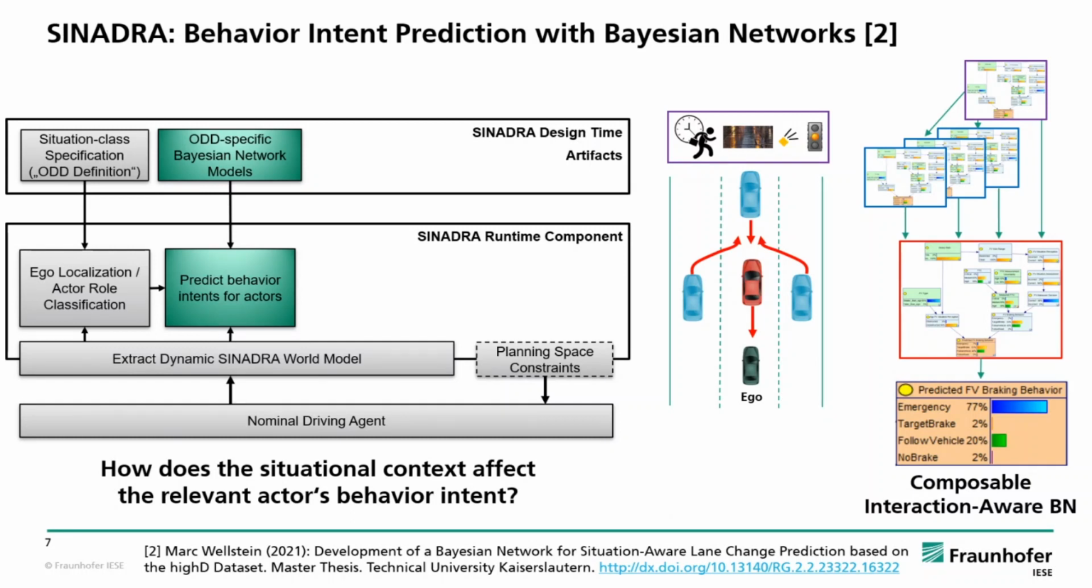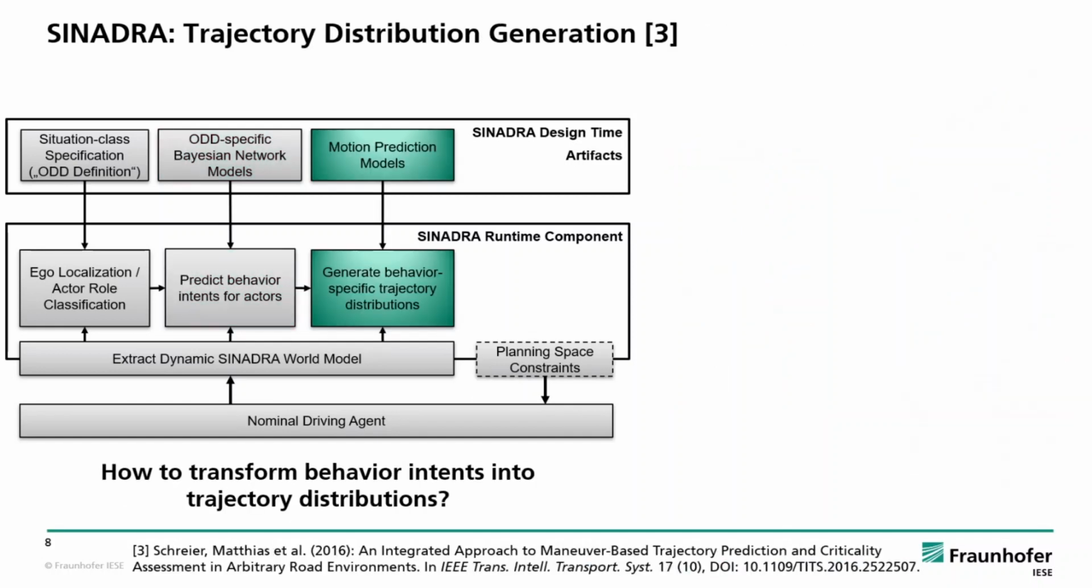So the result of this step here is that for all of the actors that have been deemed relevant during the first SINADRA step, we have an idea about the likelihood of the behaviors of those vehicles, which we can then use in order to generate trajectory distributions for these specific behaviors, which is the next step of the SINADRA model. So here, the goal is that we use the behavior intent likelihoods that we have predicted and transform them into trajectory distributions. Why is this relevant?